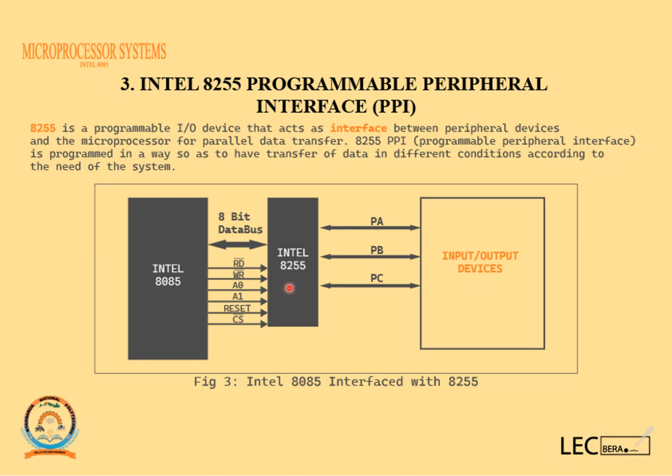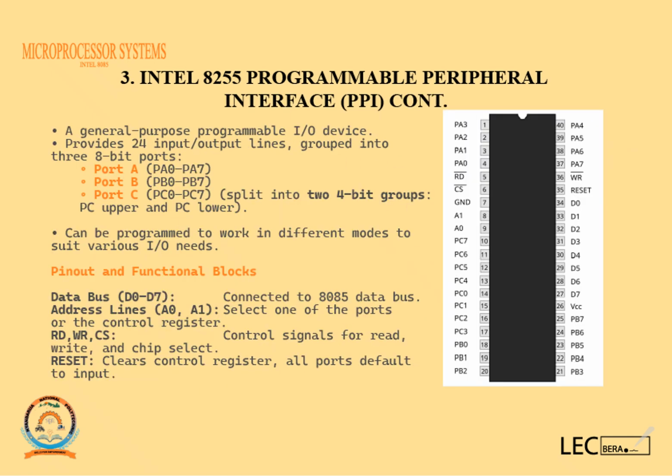And then, in turn, the Intel 8255 is going to communicate with the outside world using the 3 ports: port A, port B, and port C. And we are going to see how that is possible. So as we've discussed, Intel 8255 is a general purpose programmable input-output device. It means that it can do any handling between the input-output devices and the Intel 8085. It provides 24 pins for input-output operation. And that's why they say it provides 24 input-output lines, which are grouped into what?